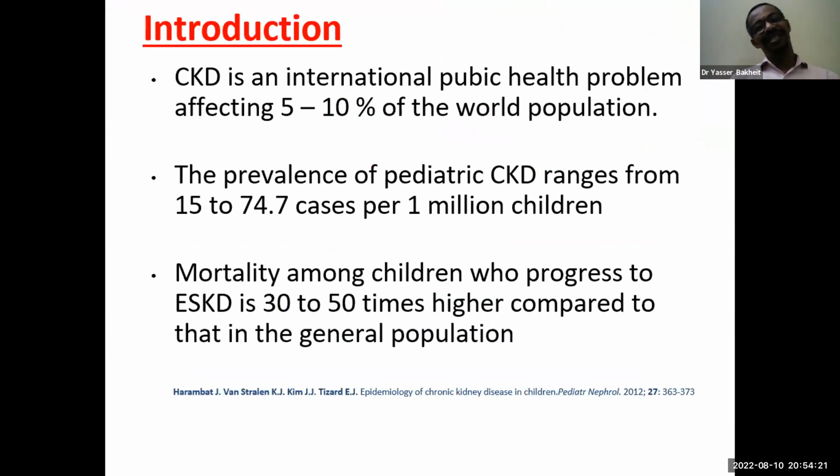Chronic kidney disease, as you know, is an international public health problem affecting 5 to 10% of the world population. The prevalence of pediatric chronic kidney disease ranges from 15 to 75 cases per million children. Mortality among the children who progress to end-stage renal disease is 30 to 50 times higher compared to that in the general population.